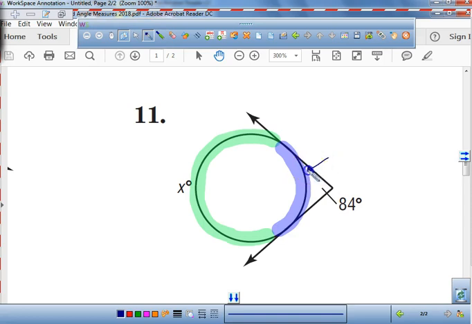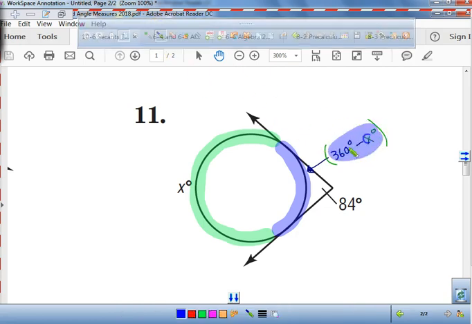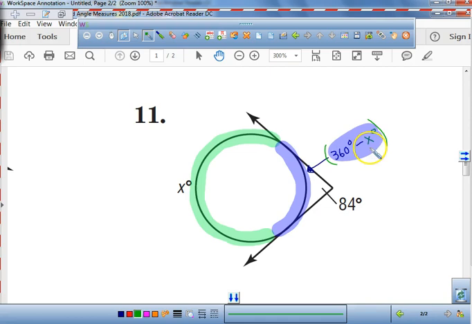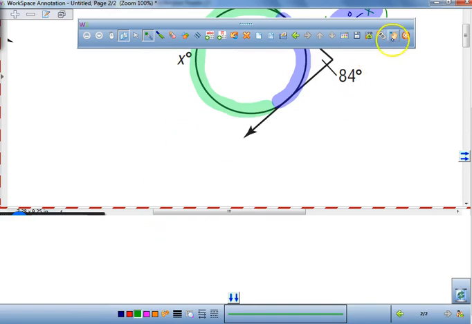Alright? So, this arc right here is going to be 360 degrees minus whatever the value of x degrees is. Okay? So one thing I want you guys to understand, that blue arc is 360 degrees minus whatever this arc is. That's going to be important. Okay? What does the green arc and the blue arc have to add up to? They have to add up to 360. And if you were to take x and add it to 360 degrees minus x, it would add up to 360.